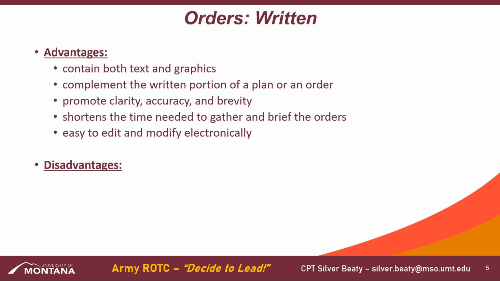So it's very clear, you can read over it if you're confused, you can read over it if you didn't quite understand, and it becomes more clear to you. And in that fourth part, it shortens the time needed to gather and brief the orders. That's because you can distribute it rapidly, via email, via text, via just handing out the papers to people. You don't actually have to gather everybody in. It's usually pretty quick to be able to just push out a written order. And they're easy to edit, so if you do have a mistake, you can just quickly edit and modify it electronically.